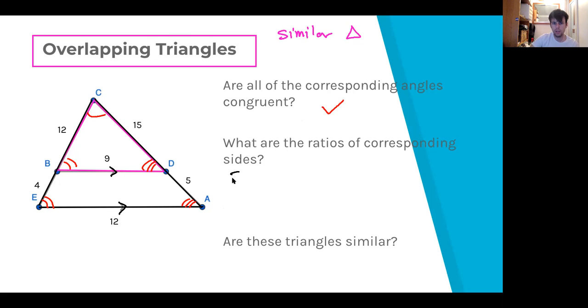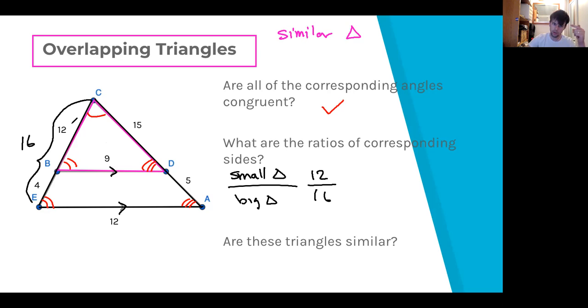I'm going to do the small triangle over the bigger triangle, just to be clear about how I'm going to be setting up my ratios. So for this one, I have 12 over this whole length, right? So be careful here. It's not 12 over 4. It's 12 over 16, this whole side here. So 12 over 16. A lot of people get in trouble and they write 12 over 4, and that doesn't really work here. That would reduce to 3/4.